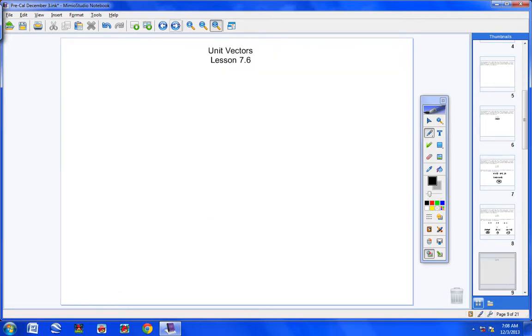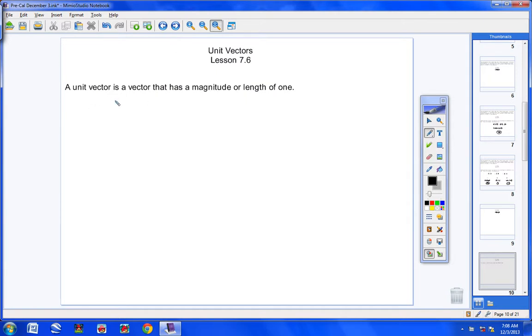Alright, let's continue on. Now let's talk about unit vectors. Would you write that in your notes, please? Unit vectors, lesson 7.6, and of course the date still has not changed, obviously. Unit vectors. Alright? A unit vector is a vector that has a magnitude or length, whatever you want to call it, of 1. Isn't that easy? That's what a unit vector is. It's a vector that has a magnitude or length of 1.